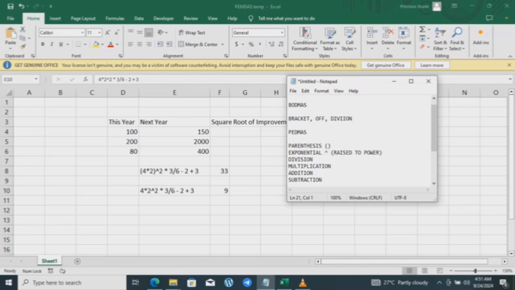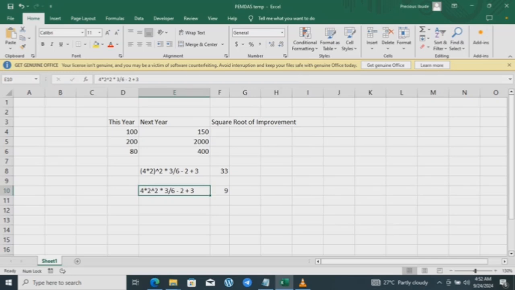In the absence of a bracket, Excel will look for the next thing, that is E. P is the parenthesis, our bracket. If there is no parenthesis, the next thing Excel will do is look for E, the exponential, which is raised to power. That's what happened here, and that's why you have 9. What Excel did was first find the exponential, which is 2 raised to power 2. That was 4 altogether.